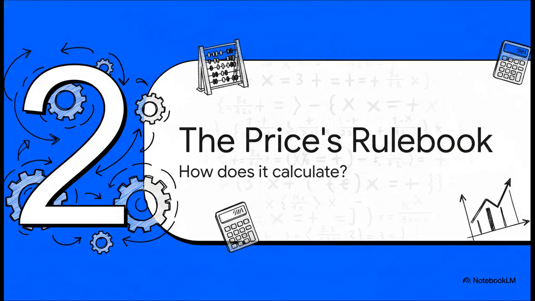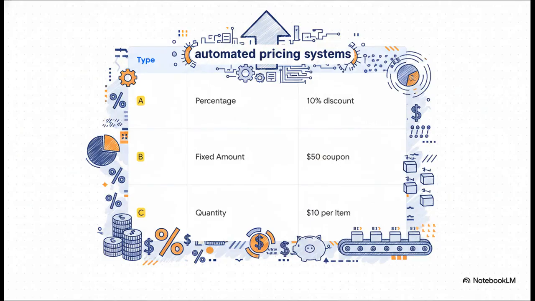Okay, so we know what family a variable belongs to. Now let's get into the nitty-gritty. How does it actually do the math? Every single one of these variables is programmed with a specific rule that tells it exactly how to calculate its value. And it turns out, most of the time, it just boils down to three main rules: percentage, fixed amount, and quantity. The rule that gets chosen completely changes how the final price works. Let's just quickly run through each one.